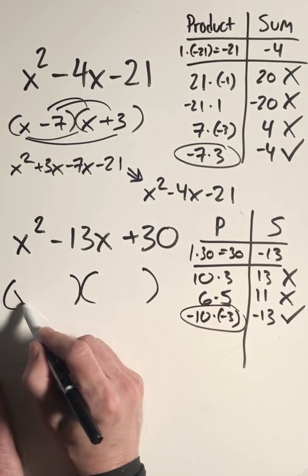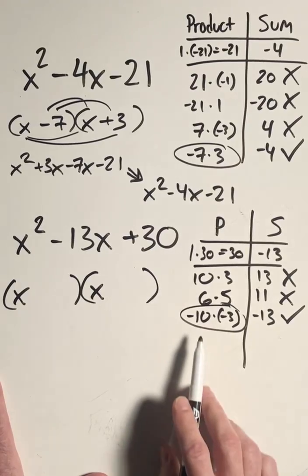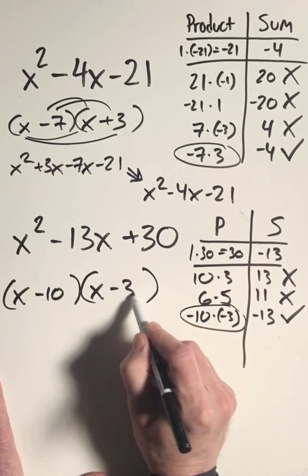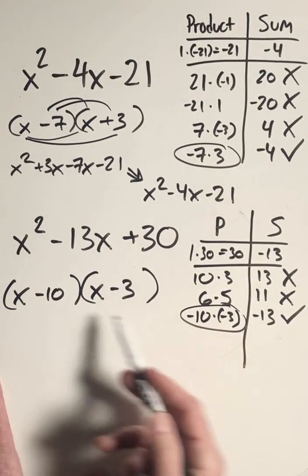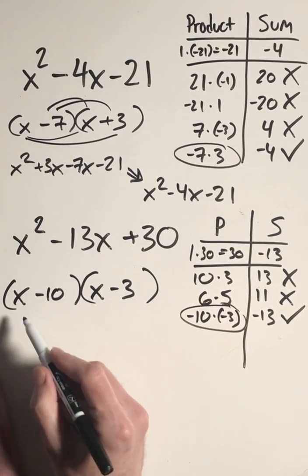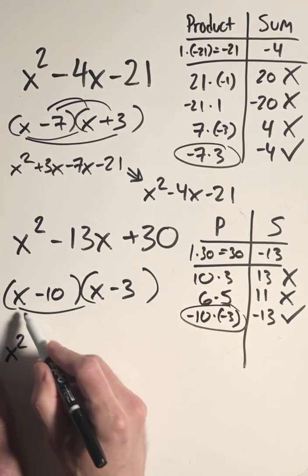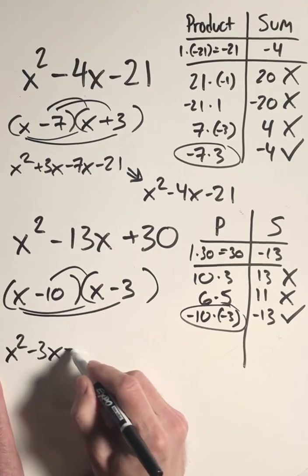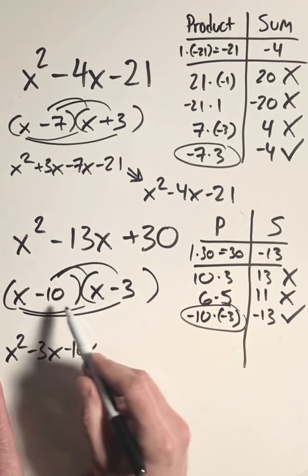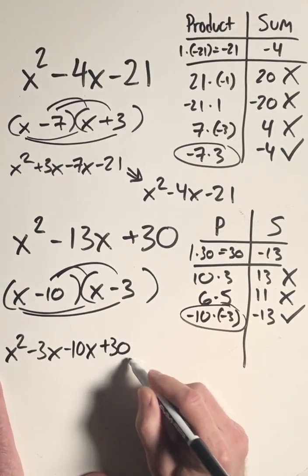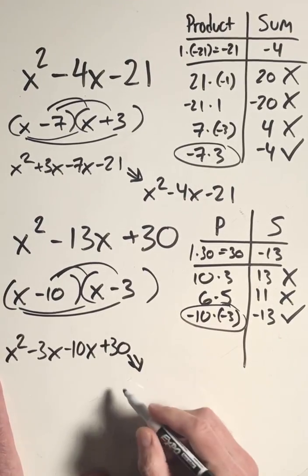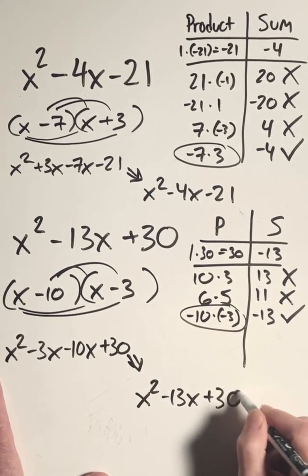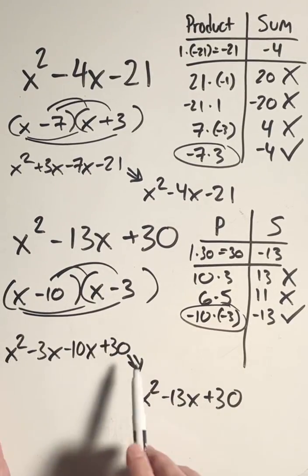If the first term is an x squared, that means each one would have an x in it. And then I will replace with these two pieces here: x minus 10 and x minus 3. We always need to check through FOIL to make sure that we have factored this polynomial correctly. X times x is x squared. X times negative 3 is negative 3x. Negative 10 times x is negative 10x. And negative 10 times negative 3 is positive 30. When I combine the like terms in the middle, I will be left with x squared minus 13x plus 30, which is the same polynomial that I began with, so I know I have factored it properly.